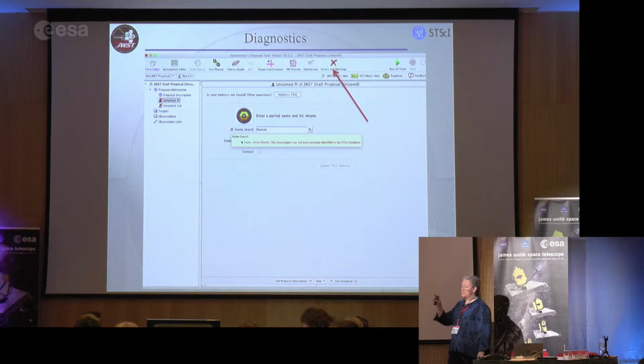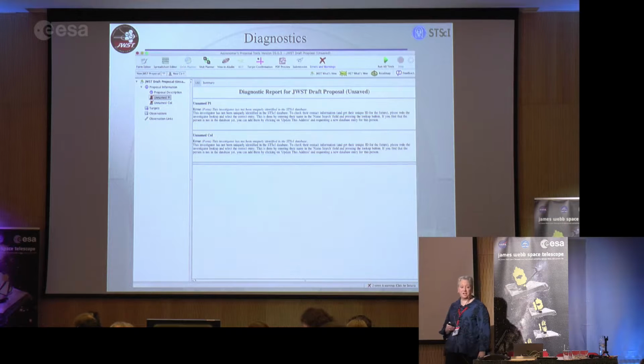Errors and warnings, I mentioned all the little red X's. There are two different ways to see the errors and warnings. If you hover your cursor over a red X, you get the little yellow box, and it gives you a quick summary of what the problem is. But if you click on the tool at the top, then you get a full description. It usually tells you how to fix the error as well as what's causing it.